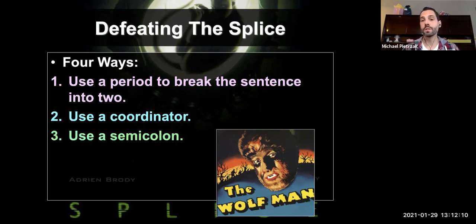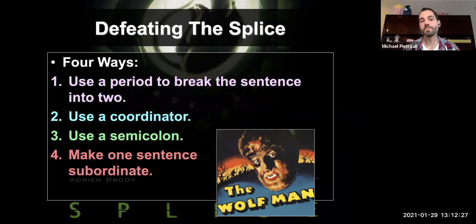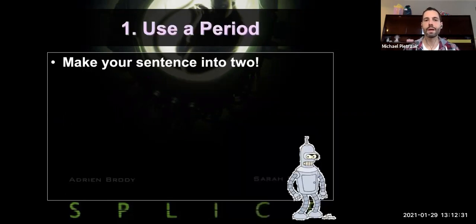Use a semicolon. You know that interesting little mark, it's not a colon, it's not a comma, but it's a semicolon. There's a dot on top and a comma on the bottom. That's a semicolon. You can join, or splice, two complete sentences together with that semicolon. The last one is make one sentence subordinate. So what do I mean by this? Let's go one by one.